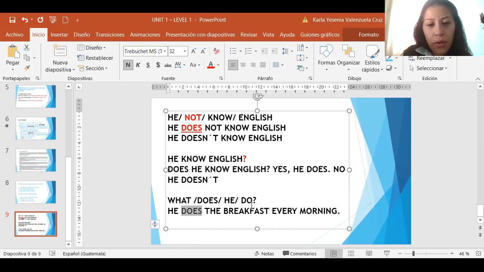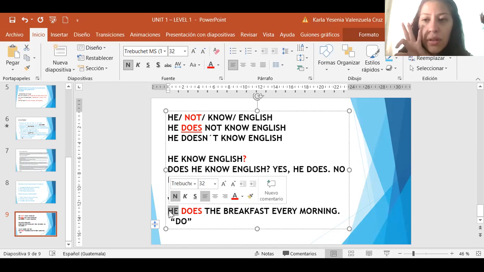Does. Remember, this is the verb. So remember that my regular verb is do. This is my regular verb, but I'm using he, so it means that it's a third person. So it means that I have to write it with ES, because that's the rule.